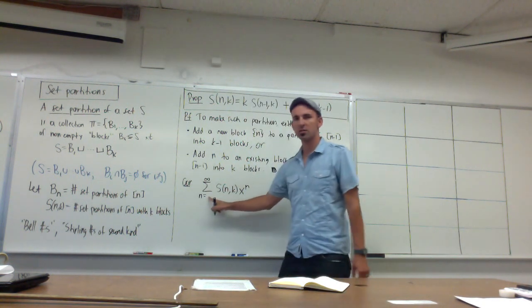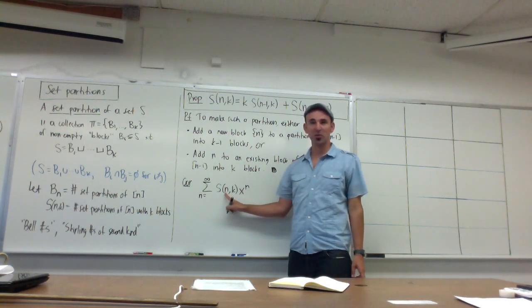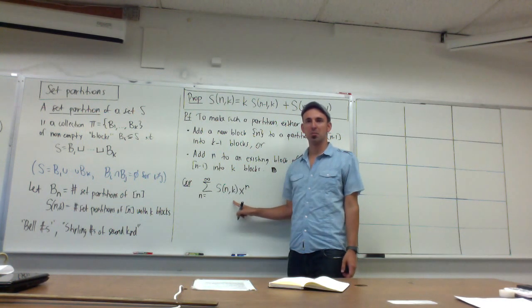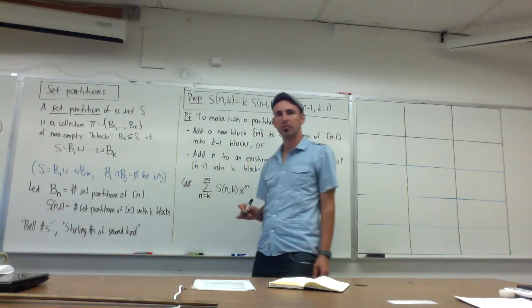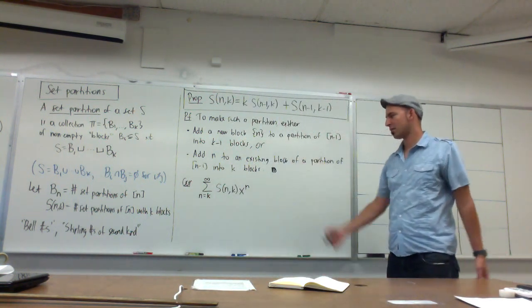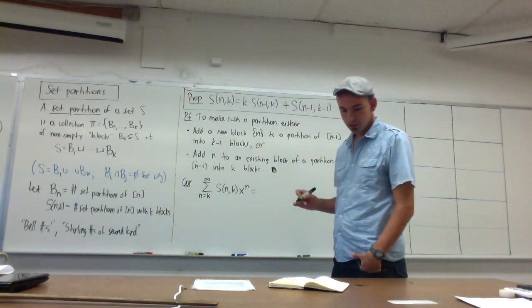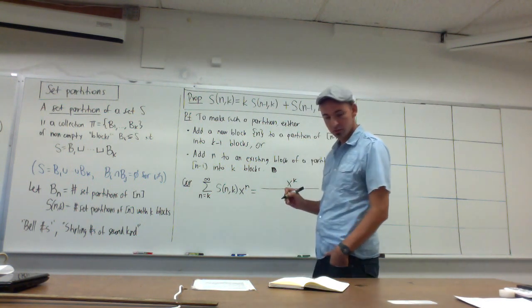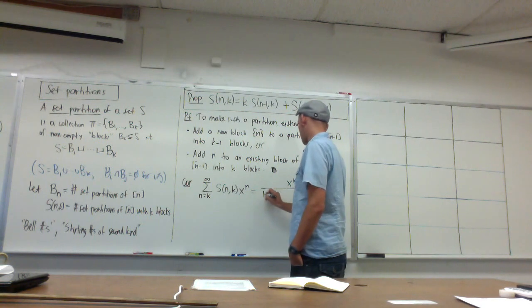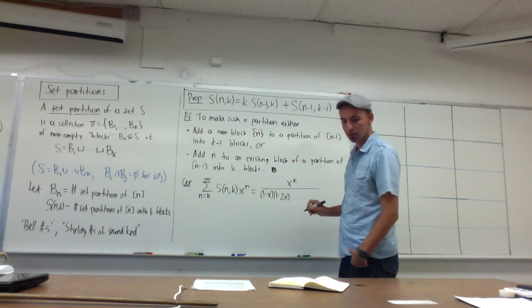Where should I start my summation here? Well, if I want to be able to partition a set of n elements into k blocks, and the blocks are supposed to be non-empty, then I should have at least k things in my set, which is why I'm going to start with k. And so this is the usual way that we write a generating function, and it turns out when you do it, the answer is this: x to the k over (1 minus x)(1 minus 2x) dot dot dot (1 minus kx).